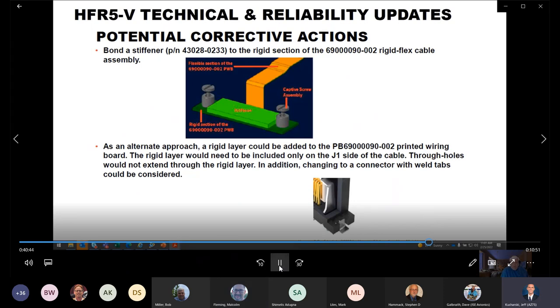A bond or stiffener, as you can see by the diagram, has been recommended as part of the header connector that the CSMU attaching cable connects to on the system controller and power supply board, to make that little board more rigid so that it does not cause cracking of solder connections.